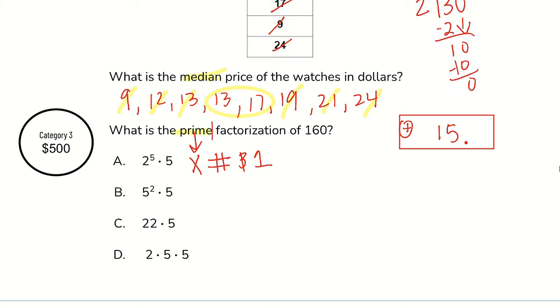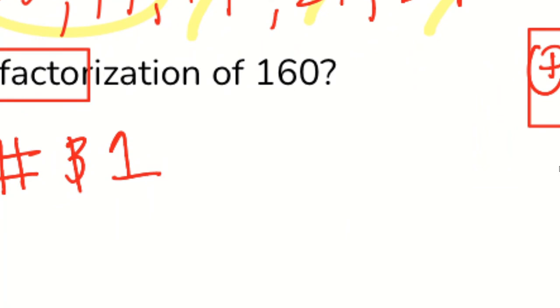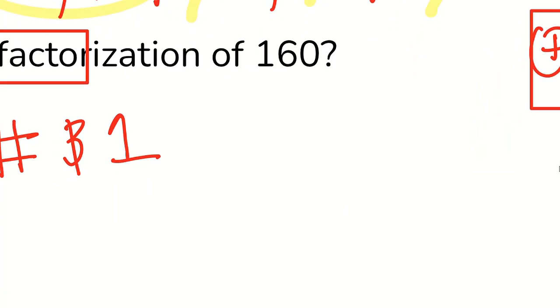Factorization is a big old word, but it actually has the word factor in it. We know our factors. Factors are like ways to multiply. So I'm looking at all the numbers that are prime, and I can multiply to get to 160. So we're going to make a factor tree. And the cool thing about factor trees is my tree can look different than your tree, and we can still get the same answer.